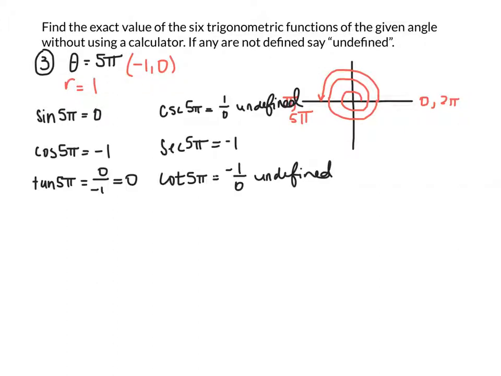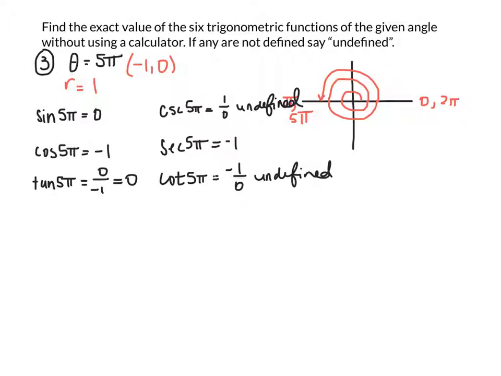So using the x and y coordinates of negative 1, 0 and the radius of 1, sine on your unit circle is just your y coordinate, so it would just be 0. Cosine on the unit circle is just your x coordinate, so negative 1. Tangent is y divided by x, so 0 divided by negative 1, which is just 0.